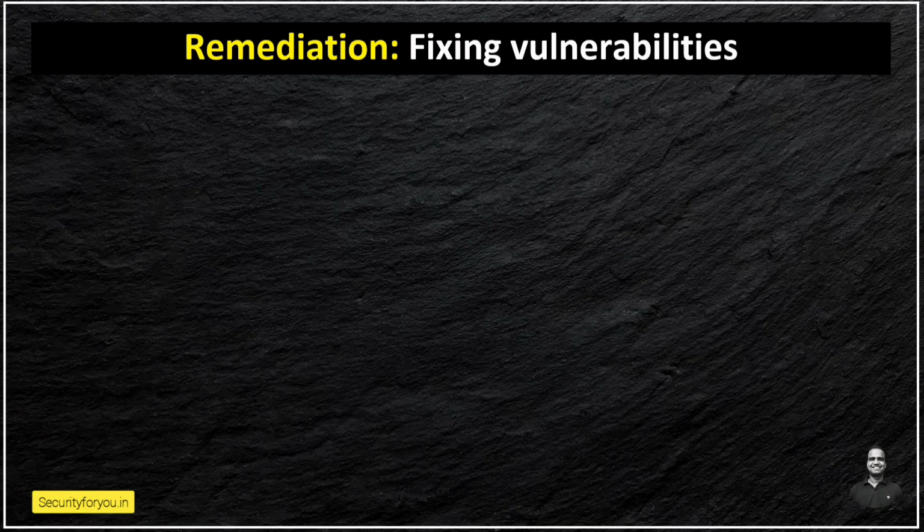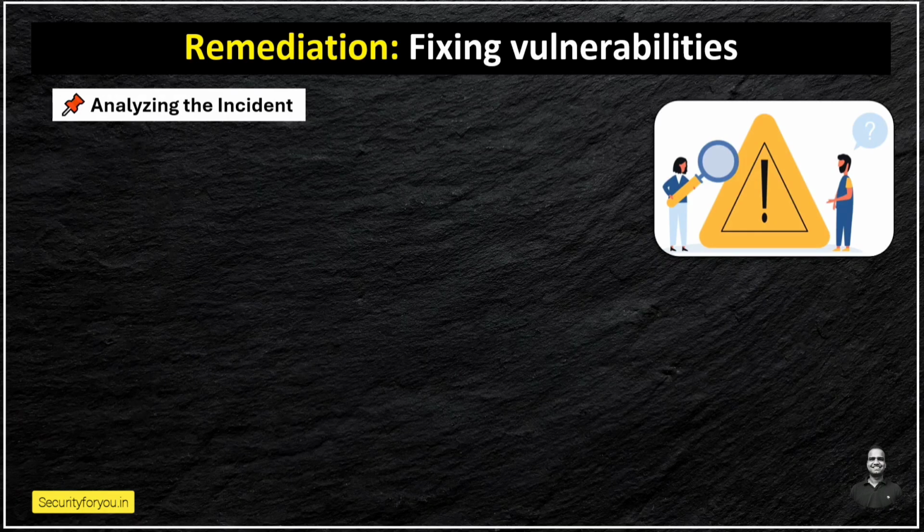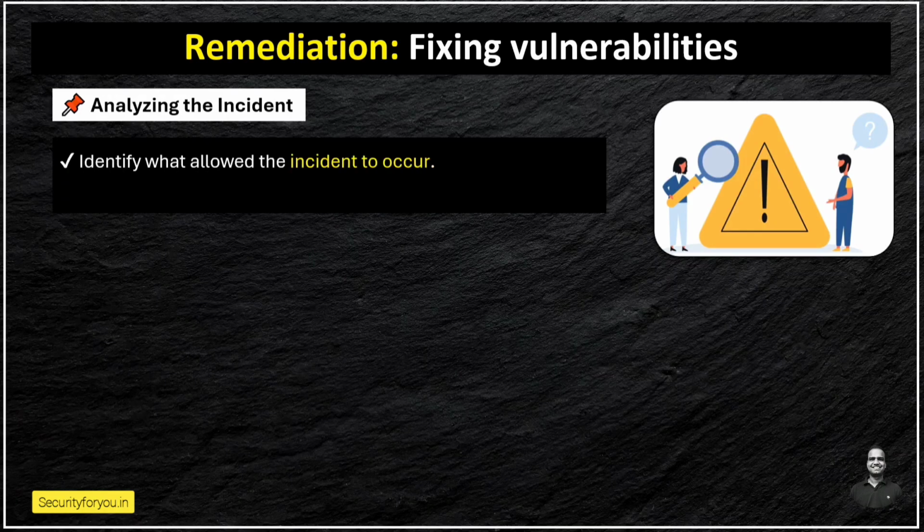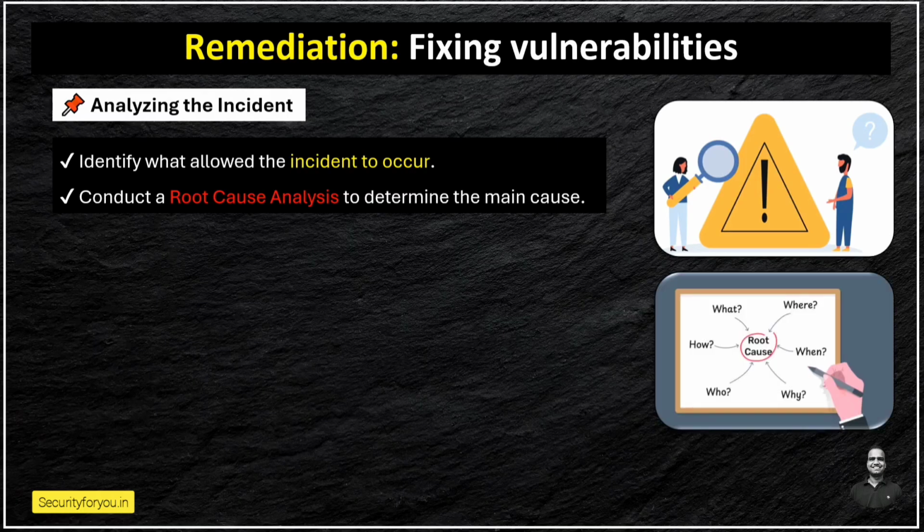In the remediation stage, the team looks at the incident, identifies what allowed it to occur, and then implements methods to prevent it from happening again. This step includes performing a root cause analysis. A root cause analysis examines the incident to determine what allowed it to happen.